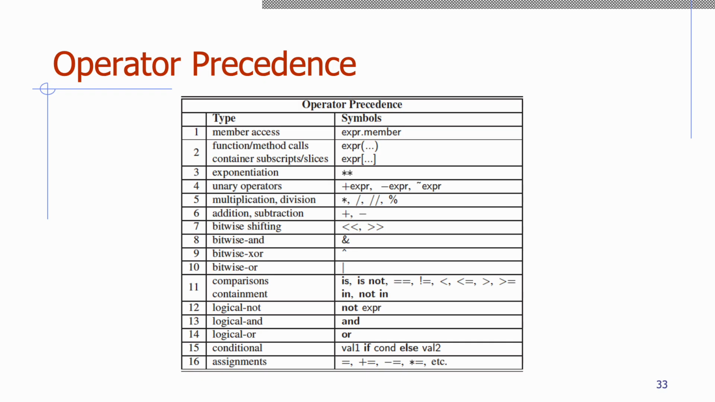Here is the table for operator precedence. Operators in a category with higher precedence will be evaluated before those with lower precedence, unless the expression is otherwise parenthesized. Here, let's say multiplication and division have higher precedence than addition and subtraction, and also than some conditional statements.